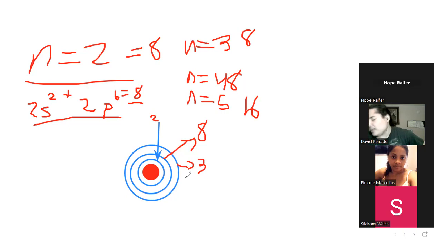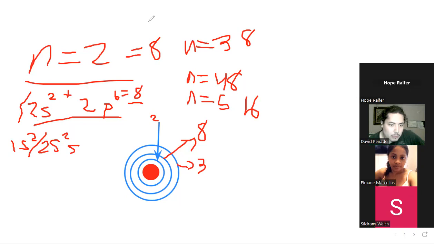Actually, this is not even an element. It's just talking about this shell. I didn't include the first shell here. If I were to include the first shell, it'll be 1s2, 2s2, and then 2p6. That's how you would write it for an element including the first shell. But I was just talking about the second level, so that's why I confused myself. Sorry, guys.